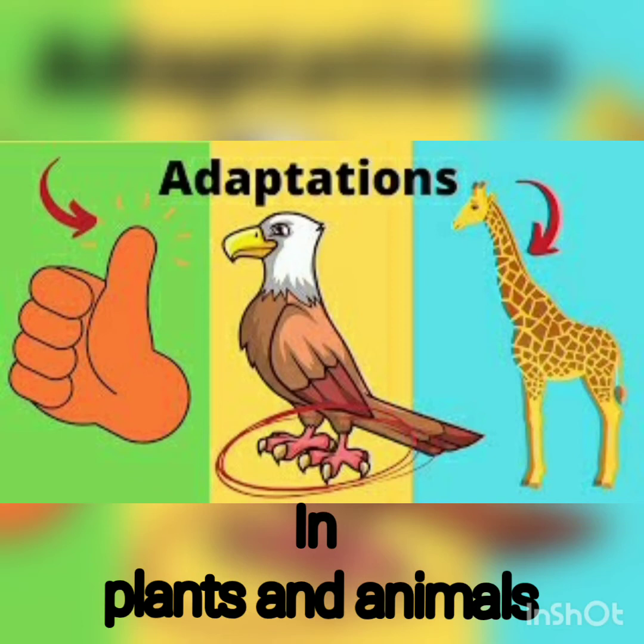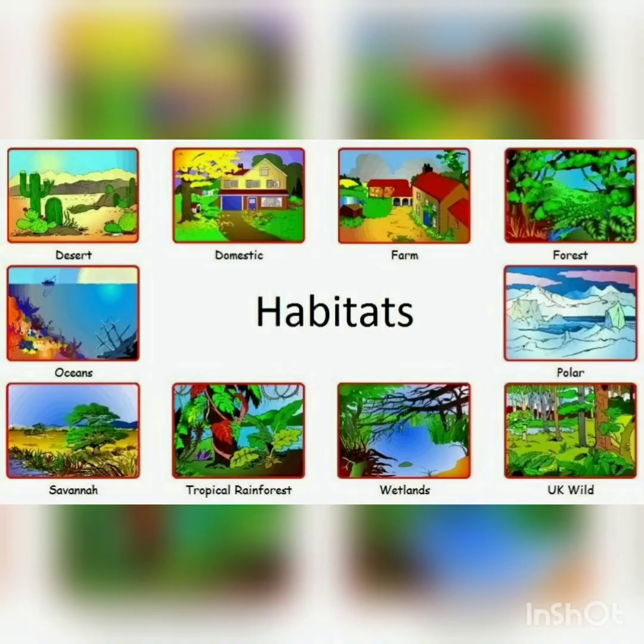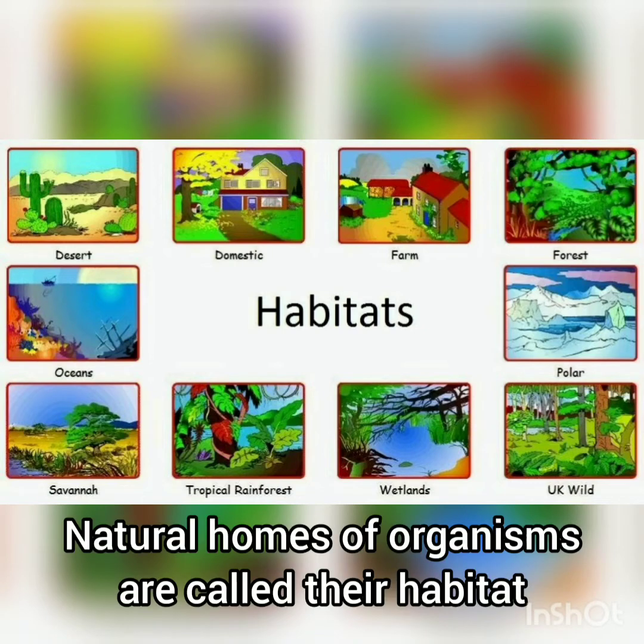Today we will start with a new chapter, Adaptations in Plants and Animals. You will see different types of animals and plants around you. You will see birds flying in the sky, monkeys jumping on trees, butterflies on flowers, fishes in water, camel in the desert. All these organisms live in their natural homes, which is called the habitat. So, the natural homes of organisms are known as habitat.